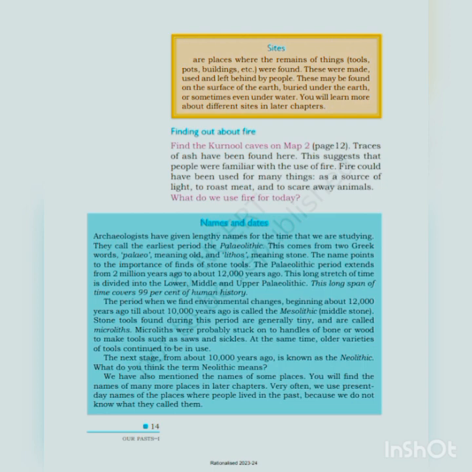Now moving to the new subheading, that is finding about the fire. On page 13 on map 2 there are several Paleolithic sites mentioned by red triangles, like Bhimbetka Cave, Kurnool Cave, or Hunsgi, whereby the Kurnool Cave is a site where traces of ash have been found, which suggests that people at that time were very much familiar with the use of fire, as fire could have been used for many things, as a source of light also, to roast the meat and to scare away the animals.